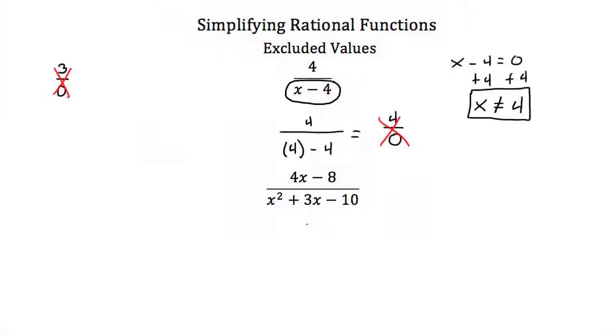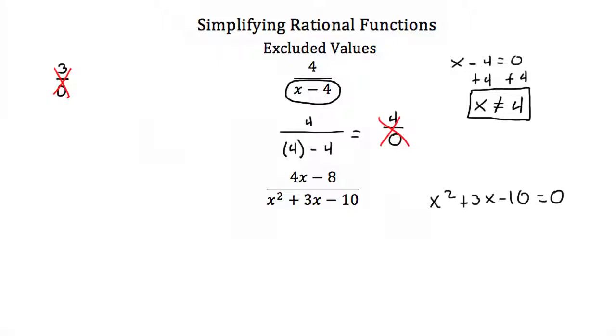Let's look at our next example here. We have 4x minus 8 over x squared plus 3x minus 10. Now again, we're looking for values of x that would make our denominator equal to 0. So if I take this x squared plus 3x minus 10 and I set it equal to 0, then I'll need to solve this for values of x that'll make it equal 0.